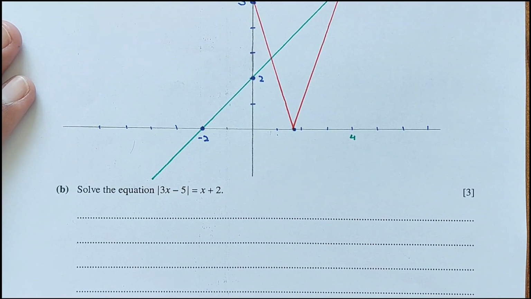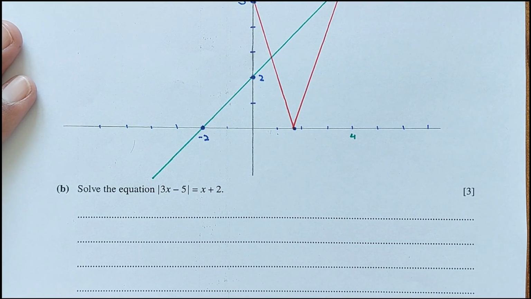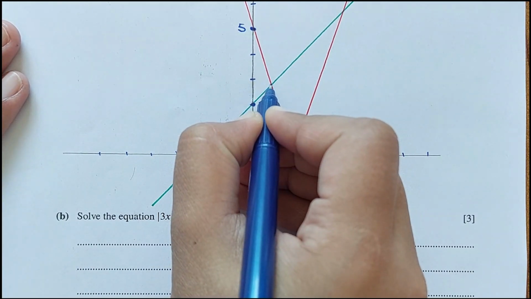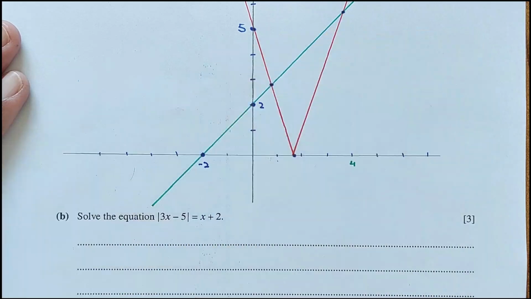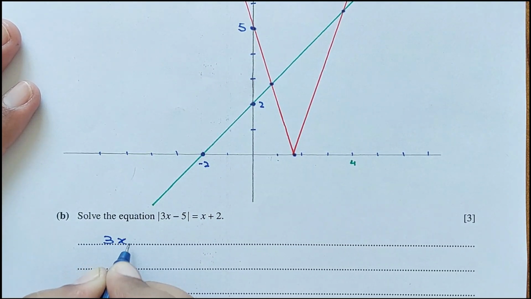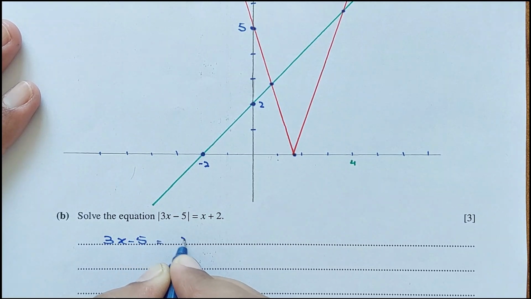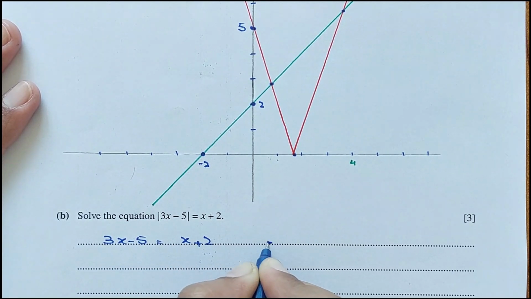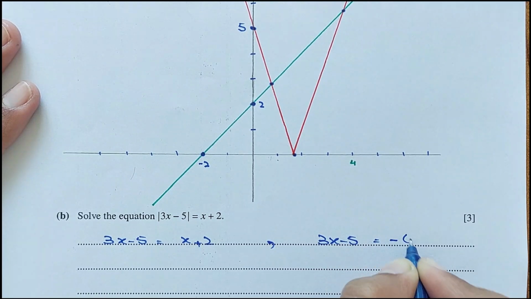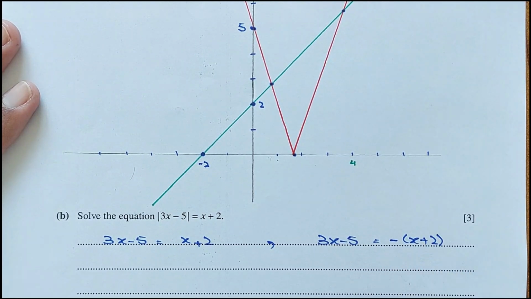Now for part B, solve the equation. As you can see from this sketch, there must be two solutions. This is a point of intersection and this is a point of intersection. So we can say that 3x minus 5 equals x plus 2, or 3x minus 5 equals minus of x plus 2. I opened the absolute value with the positive and the negative sign.